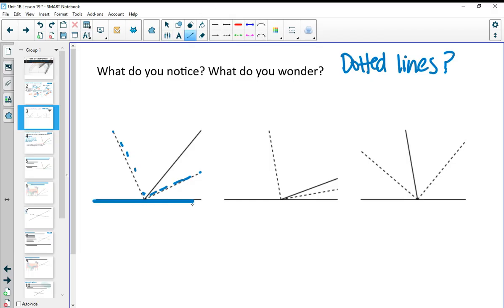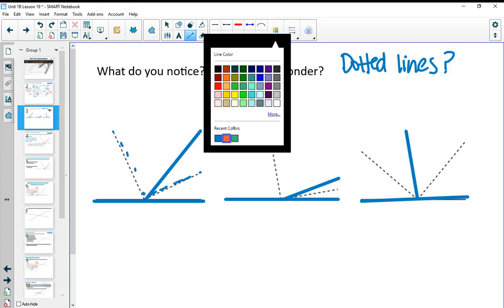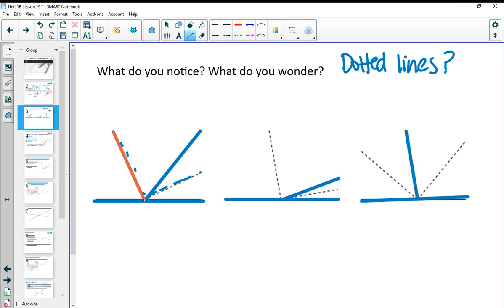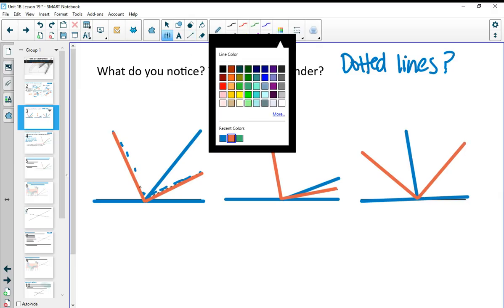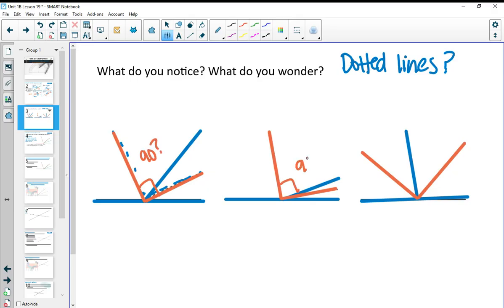Maybe you noticed that we've got a couple solid lines, and then the dotted lines are kind of always in between those solid lines. And then maybe you also noticed that these dotted lines almost look like a right angle in each case. So if we kind of highlight those, it almost looks like those make a 90-degree angle. So maybe you were wondering, is that a 90-degree angle in each diagram? And I'm sure there's other things you came up with, maybe the placement of those dotted lines. Maybe you wondered if that's an angle bisector, is it in the middle, or how did they get that? What are those dotted lines?